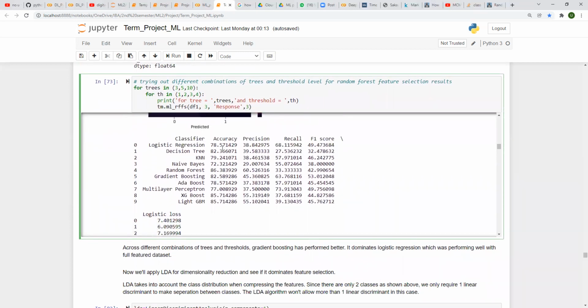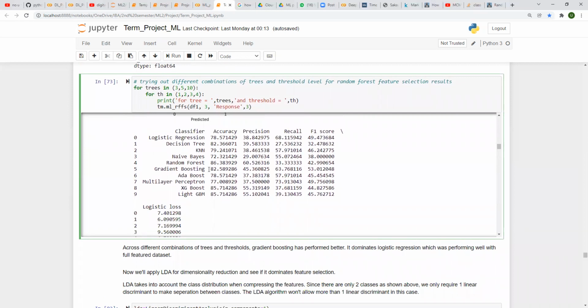It turns out that logistic regression is still the best one so far. And gradient boosting has been really amazing as well, 82% accuracy and 53% F1 score, and a good recall as well. So gradient boosting has really worked good with random forest feature selection.